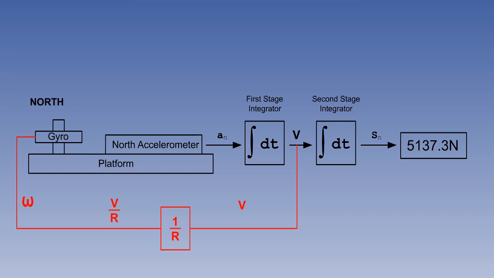There are, in fact, 2 feedback loops, one in the north channel, the v over r loop, which keeps the platform level as the aircraft flies around the Earth northwards or southwards. There is also a u over r loop in the east channel to keep the platform level as the aircraft flies around the Earth eastwards or westwards.